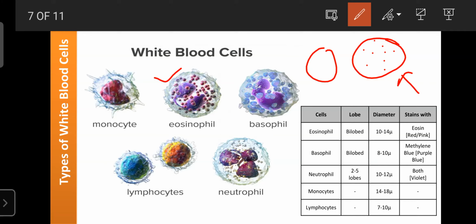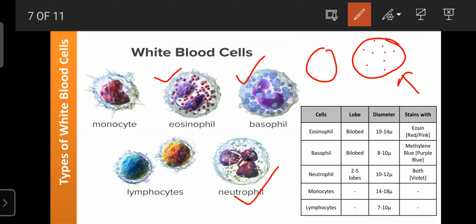An example is methylene blue, and such WBCs are known as basophils. Some WBCs have granules that are stained with both acidic dye as well as basic dye, and such WBCs are known as neutrophils.